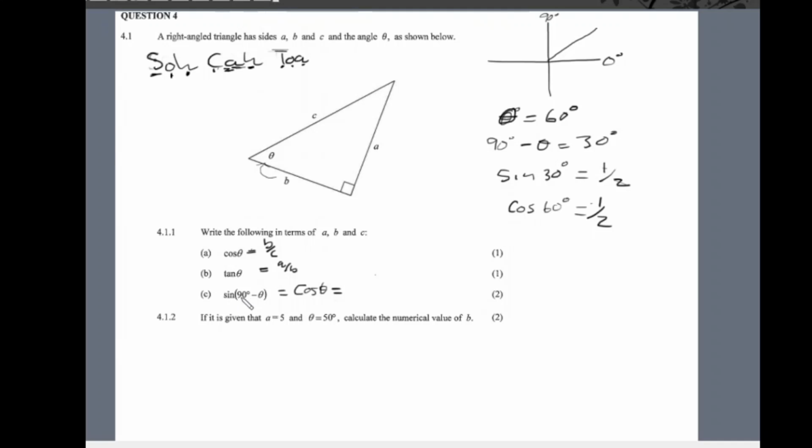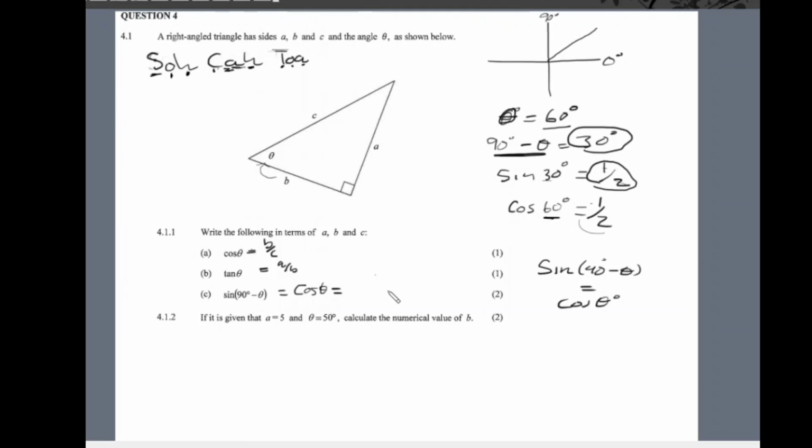So ukuchaza ukuthi if I have theta and I say sine 90 minus theta, that will be the same as cos theta, right? Njengoba ngizama ukuchaza la, if you say theta is 60 degrees, then 90 minus theta will be 30 degrees, right? And then the sine of 90 minus theta, which is 30 degrees, is 1/2. And then that is the same as saying cos theta. Cos theta is 60 degrees is also 1/2. So this statement is true, ne?